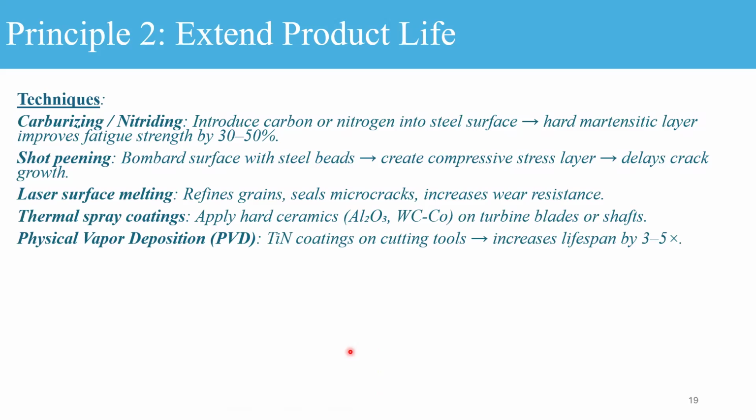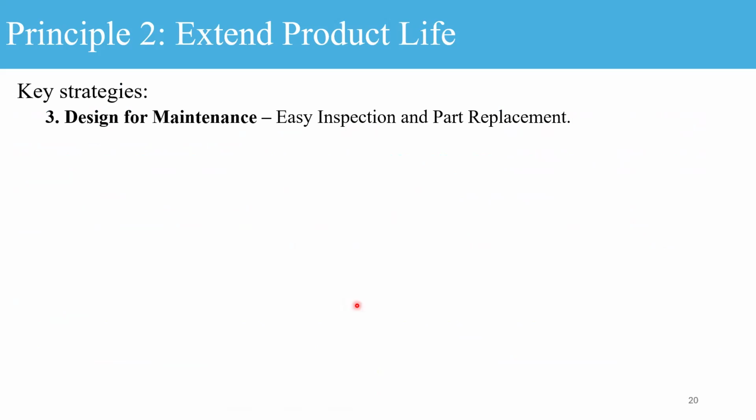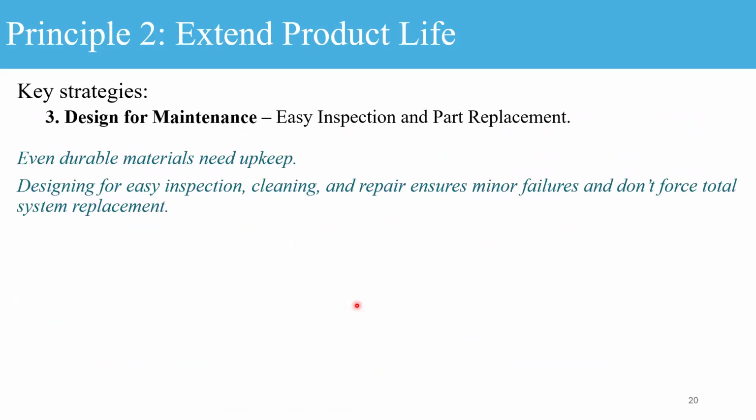So some examples include gear teeth in automotive transmissions, which are usually nitrided or carburized for extended service. And another example is diesel injector components, which are coated with diamond-like carbon for wear resistance. The third key strategy for extending the product life, which is the second principle of sustainable material selection, is design for maintenance, which basically means we should design materials that allow easy inspection and part replacement. That is because even durable materials need upkeep, and designing for easy inspection, cleaning, and repair ensures minor failures don't force total system replacement.